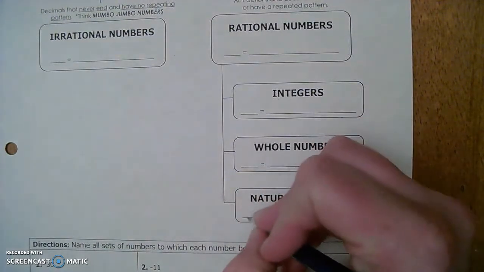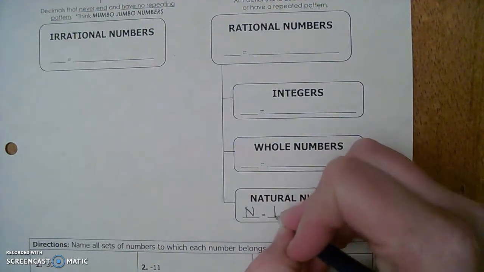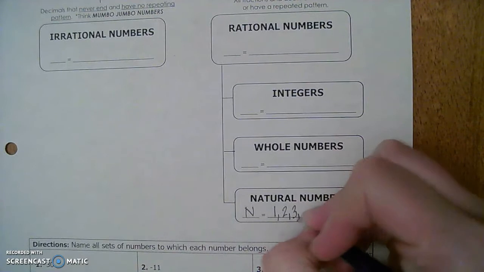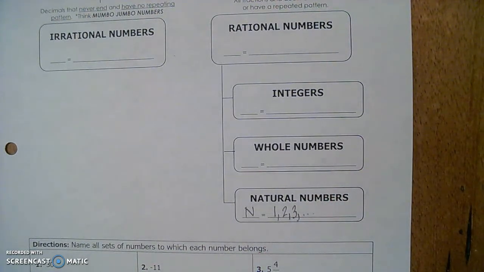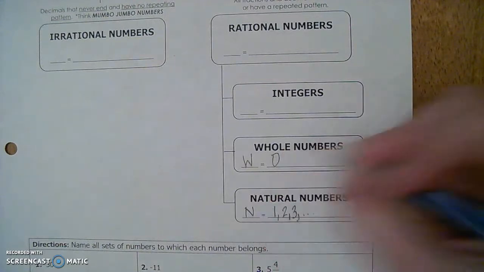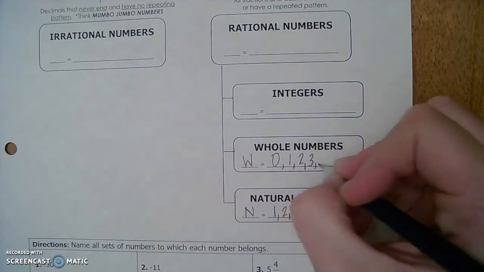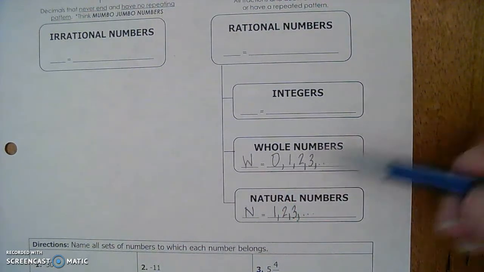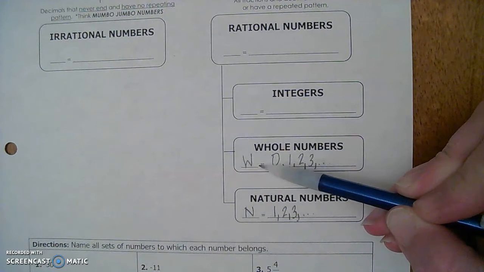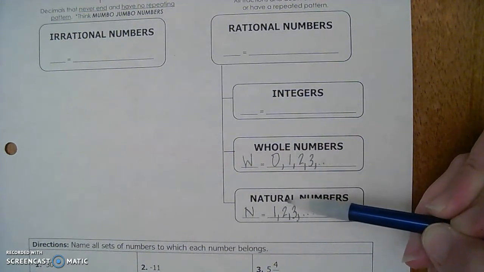So the natural numbers, we use the letter N. These are your counting numbers. So we start with 1, 2, 3, and go all the way up. Whole numbers, we get to use W. These are just like your natural numbers, only 0 is included. So 0, 1, 2, 3, so on and so forth. So the only difference between natural numbers and whole numbers is that 0 is considered a whole number, but not a natural number.